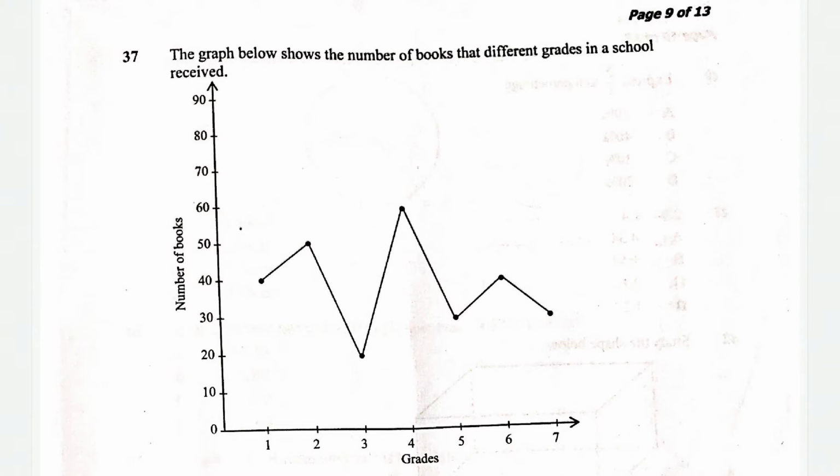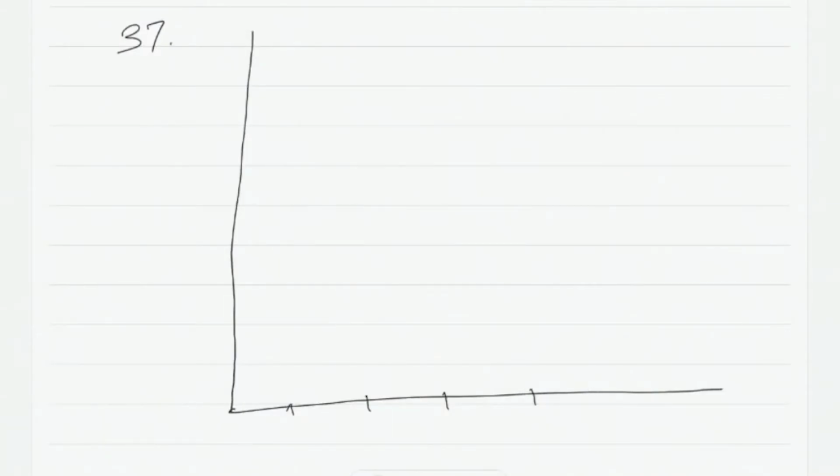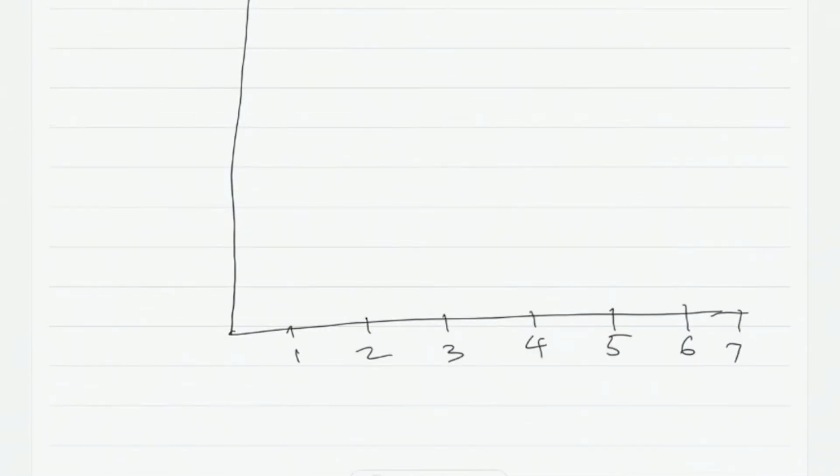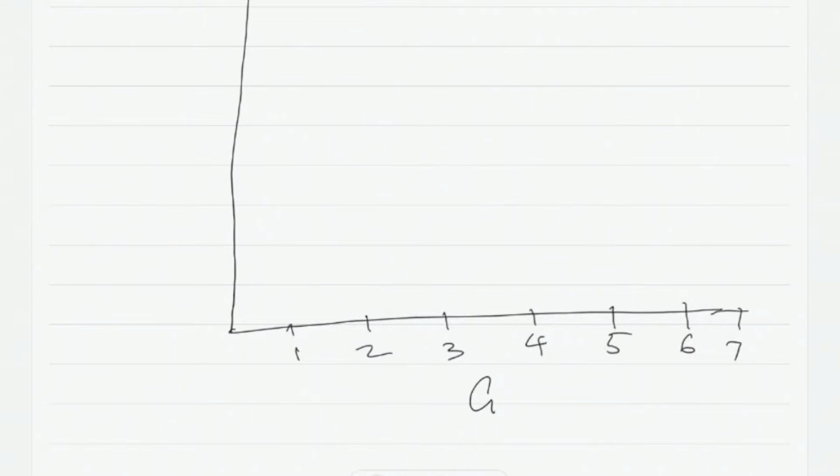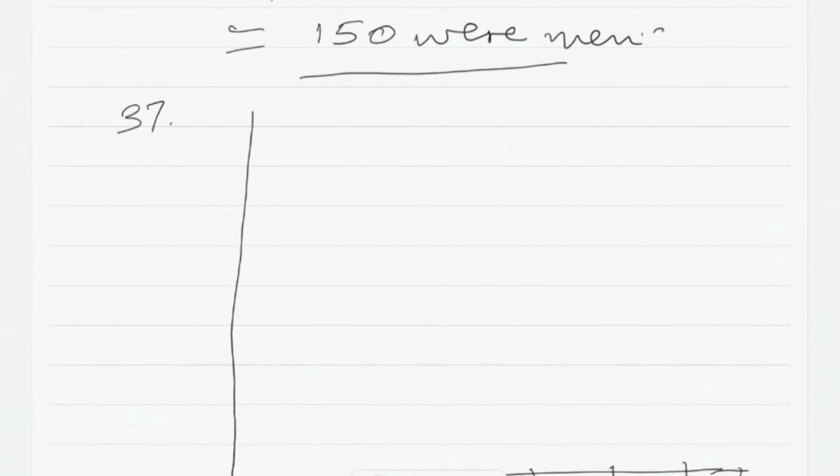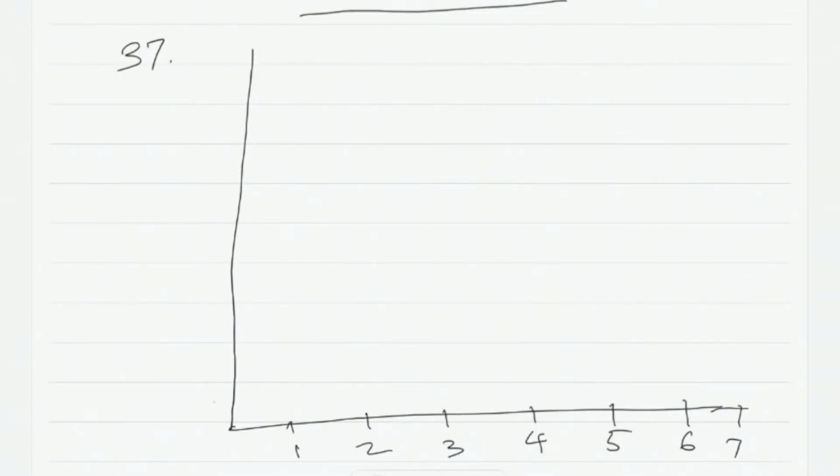The graph below shows the number of books that different grades in a school received. So this graph is like that, meaning there is 1, 2, 3, 4, 5, 6, and 7. That is 1, 2, 3, 4, 5, 6, and 7.